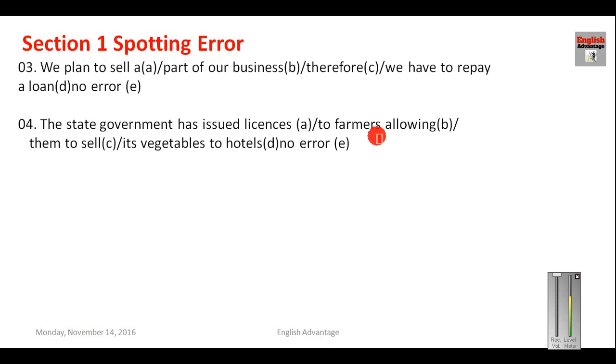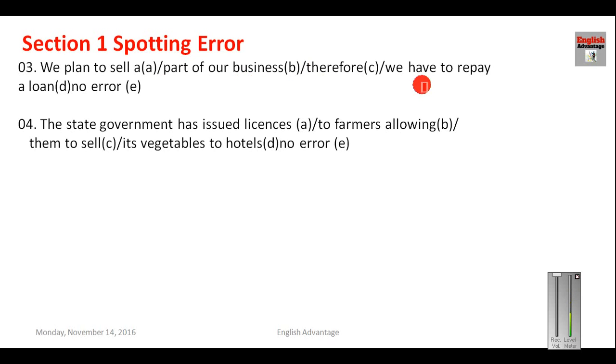Okay, now the second part, this is section 1 only, spotting error, question number 3 and question number 4. So please go through these questions. We plan to sell a part of our business, therefore we have to repay our loan. Please go through this sentence and try to figure out what is the mistake, what is the grammatical error in this sentence. Okay, then I will tell you the answer. Now in this sentence, the mistake is here. Just see here, we plan to sell a part of our business. Why we want to sell a part of our business?